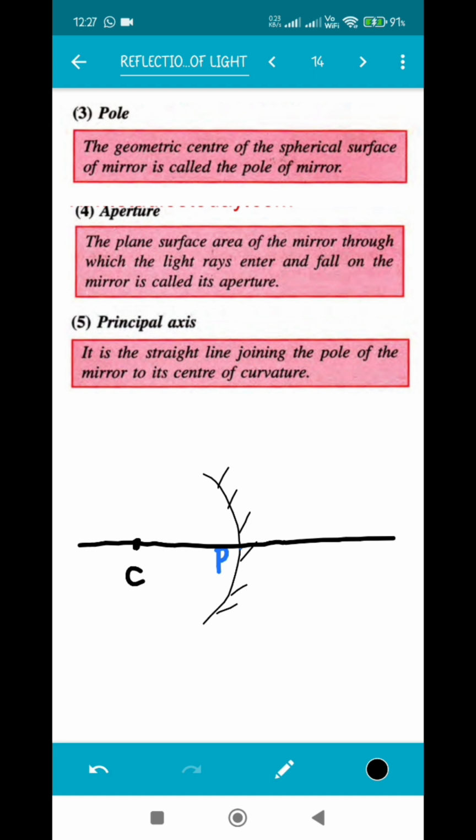There is another point which is known as focal length or focus of a mirror. We will understand that through diagrams next day. I hope you have understood the basics of spherical mirrors.